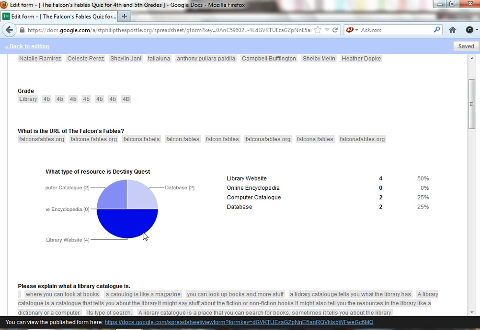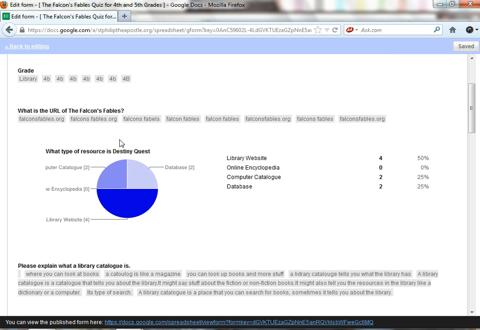This first question was a multiple choice question. This first question they had to type in the answer. This second question here was a multiple choice question. And so it's kind of neat to see how many got it right or wrong so far based on their answers. So the correct answer is computer catalog, and only 25% of the people who have taken it so far actually got it right. One of those people was me as a test.